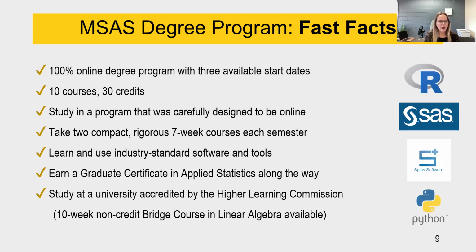Michigan Tech is a university that is accredited by the Higher Learning Commission, so you know you're going to be guaranteed a quality education. And another thing that we offer in addition to the program is we offer a bridge course. So what we have found was that some students were really interested in the program. They wanted to get the degree, but there was a gap in their learning. And the place that we saw most students having the gap was in linear algebra. So we developed this bridge course that's 10 weeks, a non-credit bridge course that really just allows you to get the extra information and training that you need in order to be prepared for the program.